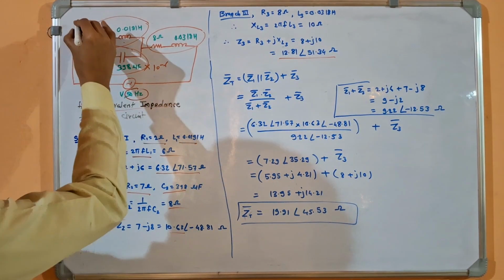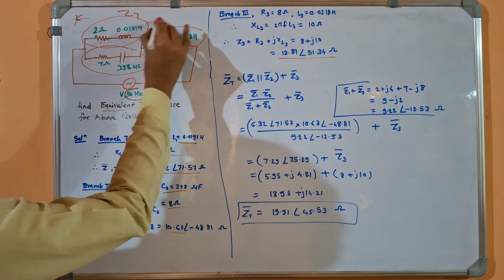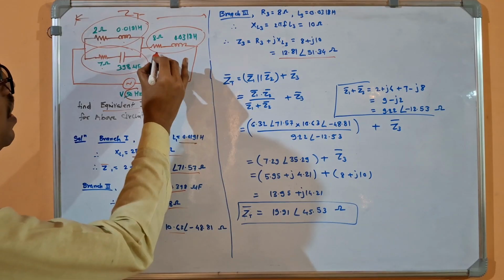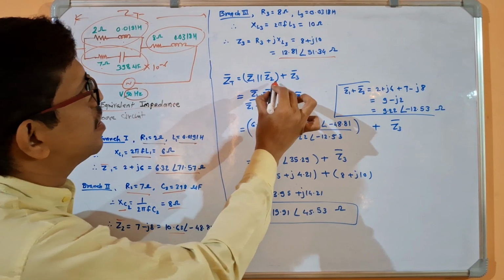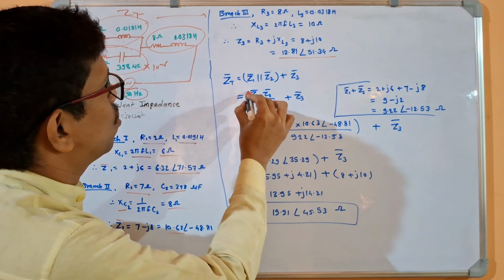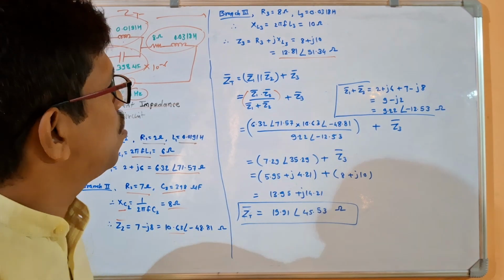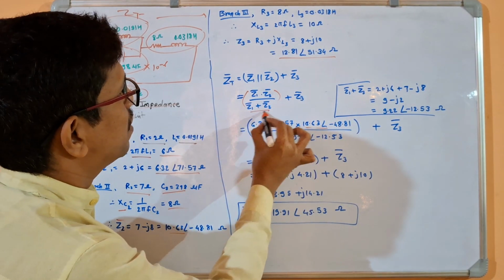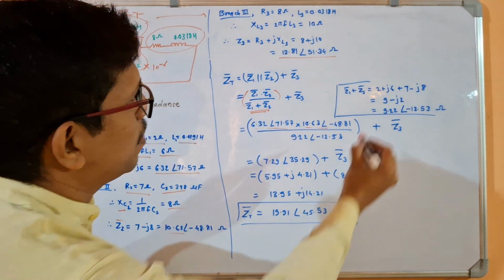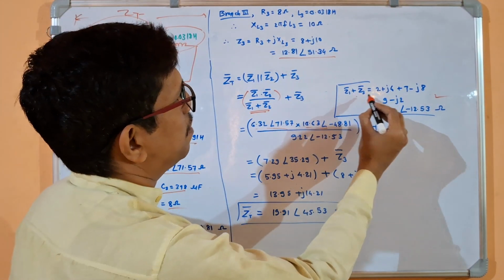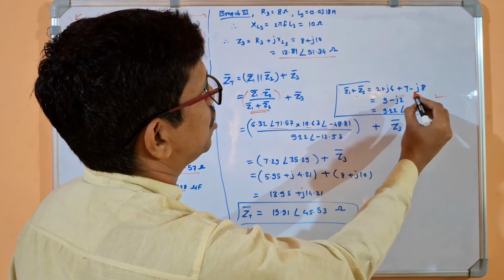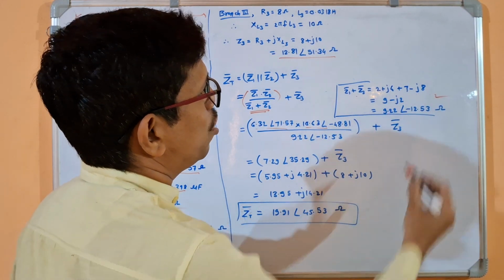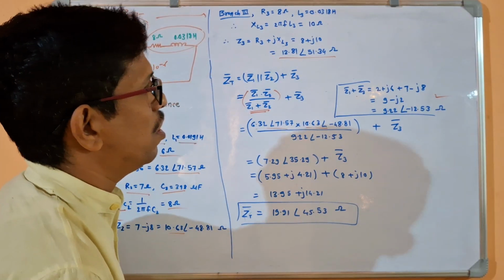Now we need to find total Z. Total Z is nothing but what? Parallel combination of Z1 and Z2 in series with Z3. So Z1 parallel Z2 plus Z3. So we will find Z1 into Z2 divided by Z1 plus Z2 just by using the polar forms over here. For Z1 and Z2 I have found the polar form, which I have done here. So Z1 plus Z2 is equal to 2 plus J6 plus 7 minus J8. So that will give me 9.22 at an angle minus 12.53.